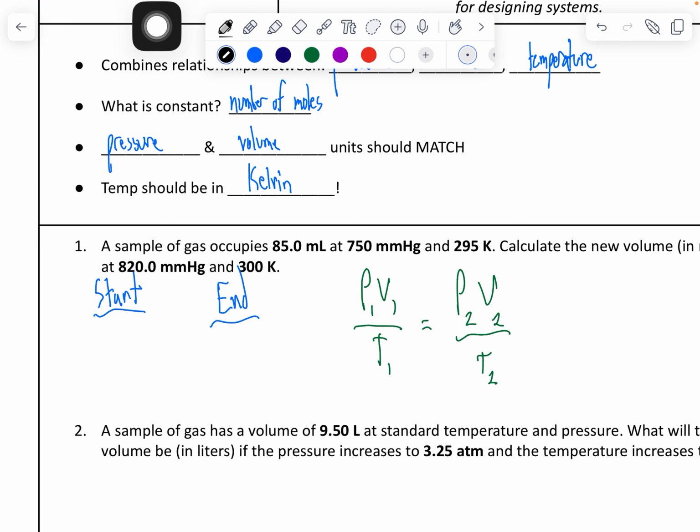Let's identify from what we're given. Well, the sample gas occupies 85 milliliters. Milliliters, that's a volume. So we can write out, okay, the volume we're starting with is 85 milliliters. It is at 750 millimeters of mercury. That is a pressure. 750 millimeters of mercury. And we are given the temperature in Kelvin. 295 Kelvin. We plug this in. Those are all of our starting values.